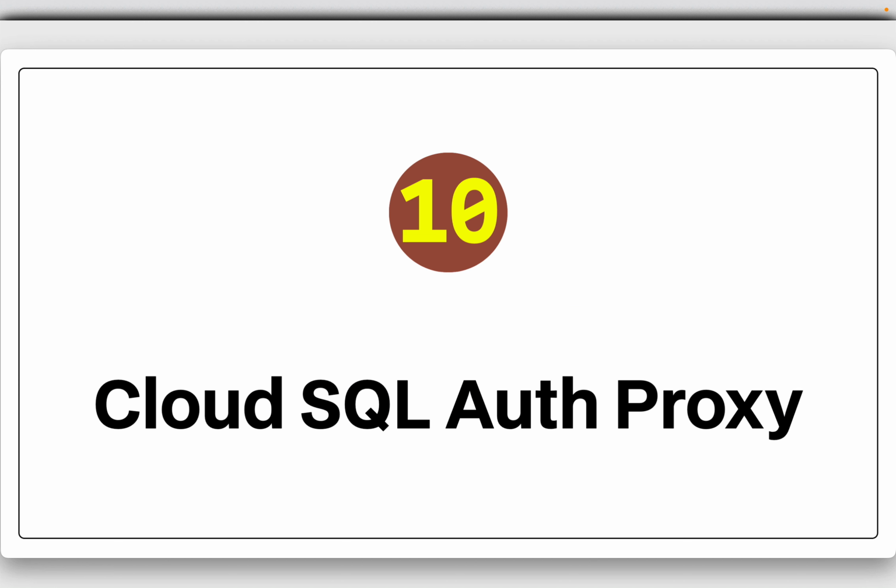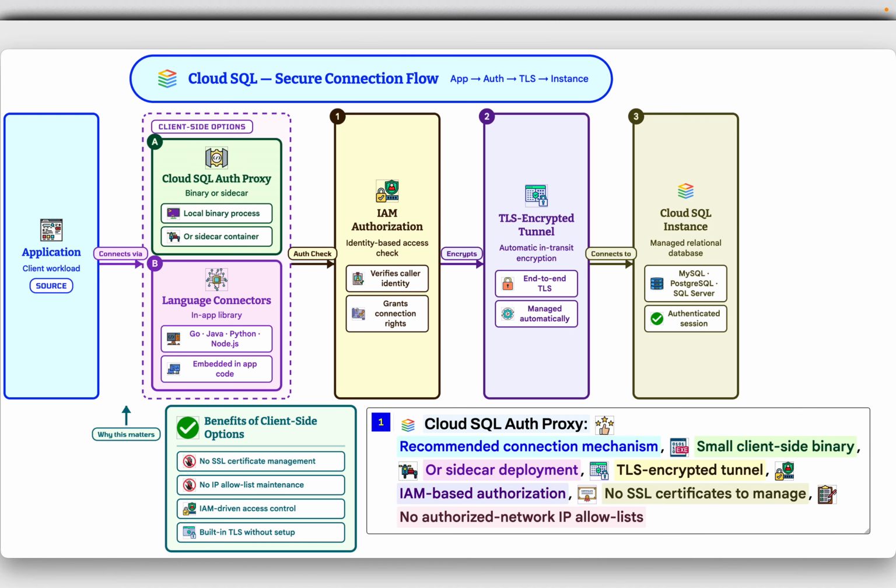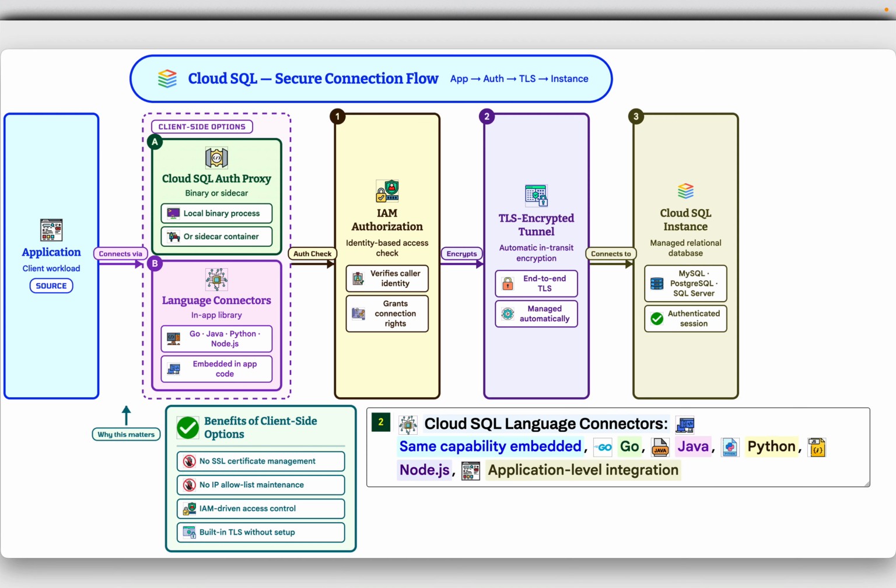10th topic is Cloud SQL Auth Proxy. Cloud SQL Auth Proxy is the recommended connection mechanism. It is a small client-side binary or sidecar that establishes a TLS encrypted tunnel to your instance and authorizes the connection using IAM. This eliminates the need to manage SSL certificates or maintain authorized network IP allow lists. The same capability is available embedded in Cloud SQL language connectors for Go, Java, Python, and Node.js applications.